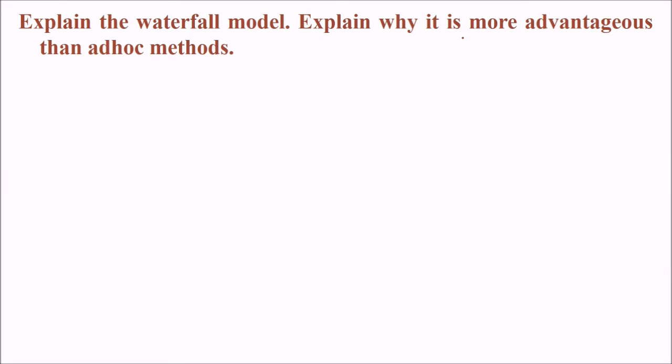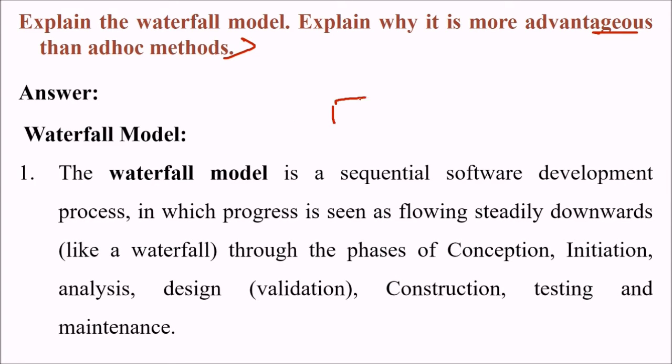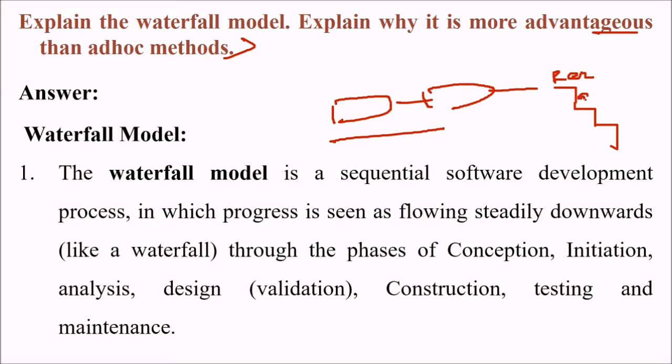Explain the waterfall model. Explain why it is more advantageous than ad hoc methods. Waterfall model. The waterfall model is a sequential software process model, SDLC, in which progress is seen as flowing steadily downwards like a waterfall through phases of, say, conceptualizing, then initiation, that is requirements, then analysis, then design, then construction, that is implementation, and finally testing and maintenance.